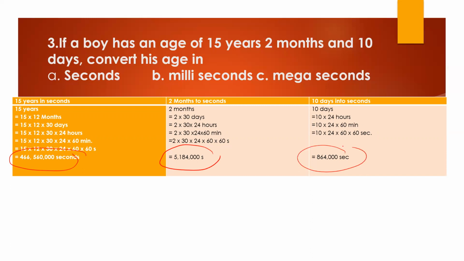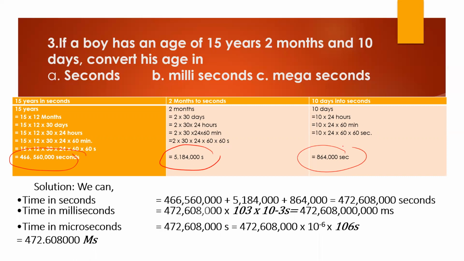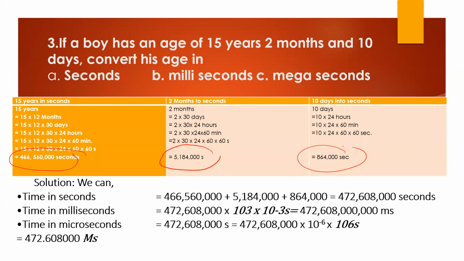Now the second step is, we will add the sum of all of them to get the required data in seconds. So time in seconds, we will add up all of them. All these values should be added, and we will get 472608000 seconds. Now they were asking in the second question what it is in milliseconds. So in 1 second there are 1000 milliseconds. So we will multiply with 10 to the power 3, and we get 3 more zeros. So we will add 3 more zeros, and that will be in milliseconds.